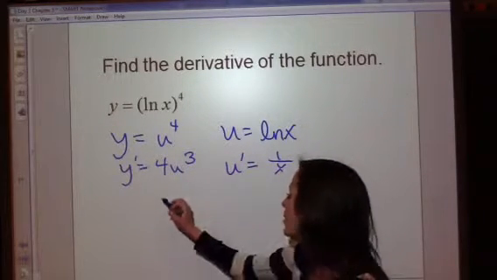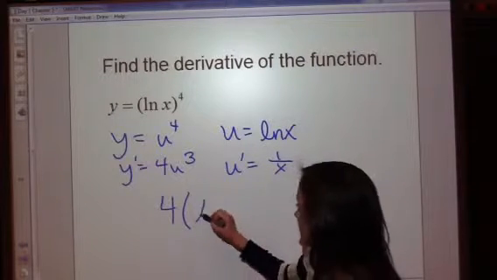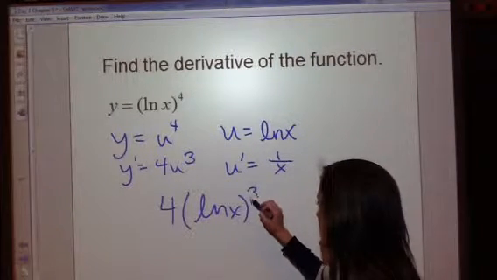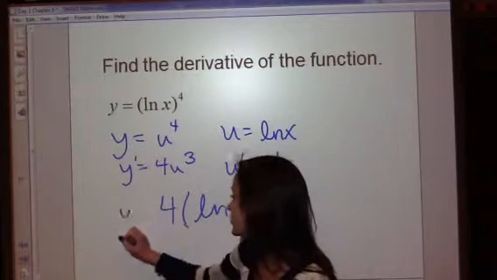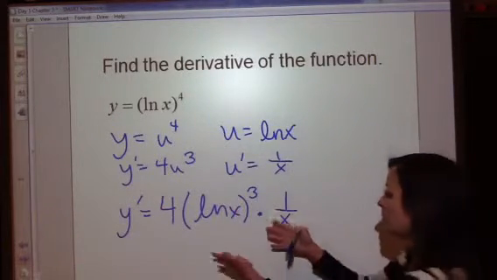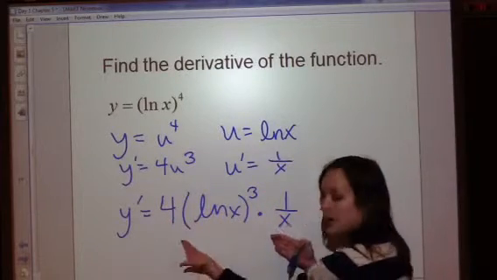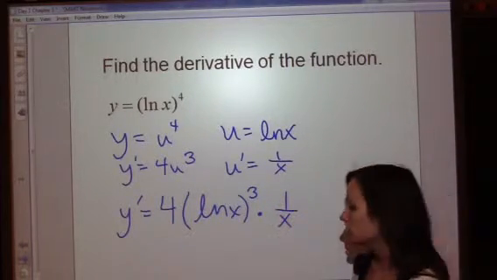So let's put them together. We got 4 times (ln x) cubed times 1 over x. And there's your derivative. If you want, you can put this portion all divided by x and combine it and make it a fraction.